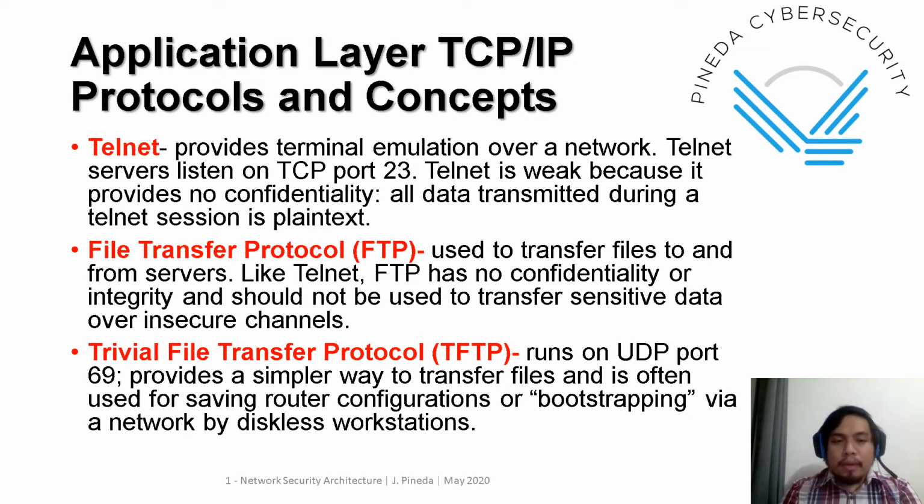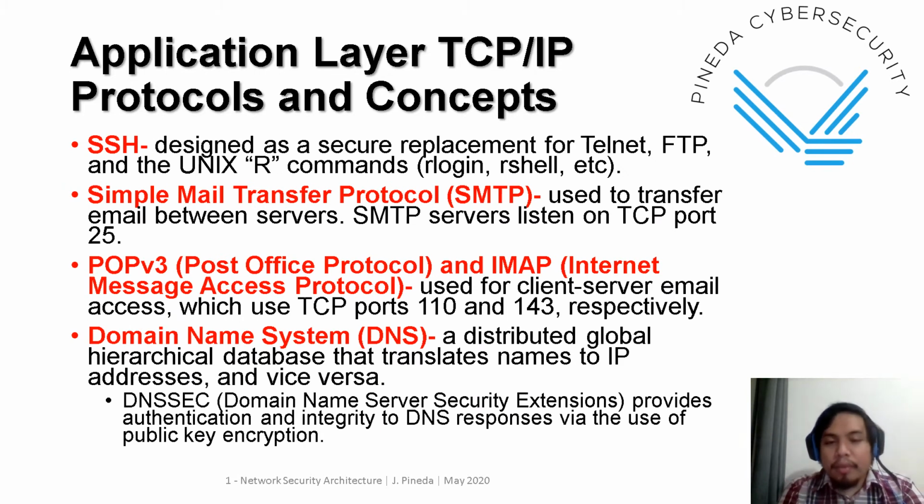Although these are more substandard protocols, we still have to know them because when you do your analysis, at times you will see traffic on port 23 or on port 21. So you will have to investigate why they are using it. We also have TFTP. It runs on UDP port 69, provides a simpler way to transfer files, and is often used for saving router configurations or bootstrapping via a network by diskless workstations.